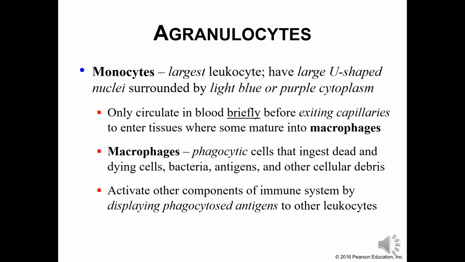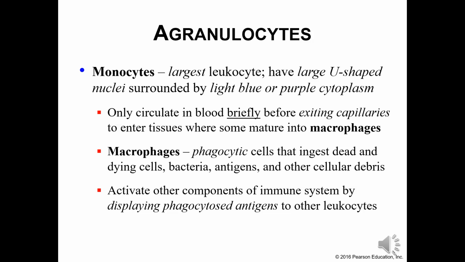Now, the other agranulocyte is the monocyte. It's the largest of your leukocytes, and they generally have a large, also U-shaped nucleus, which is usually surrounded by a thin light blue or purple cytoplasm. Monocytes represent between 3 to 8% of your total white blood cells. By the way, your lymphocytes represent about 20 to 25% of your total white blood cells. And we'll go over that again when we look at the differential white blood count.